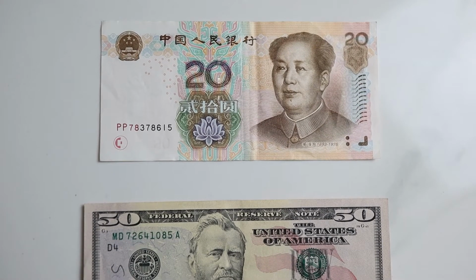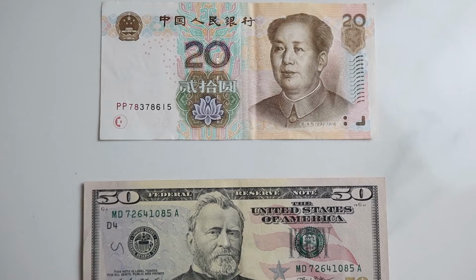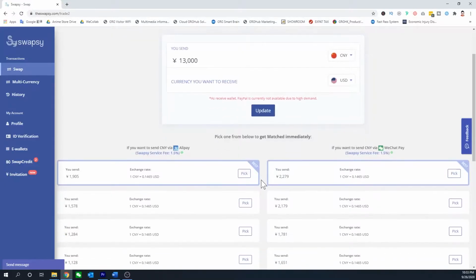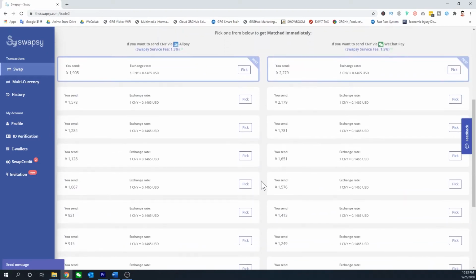So if you didn't know, Swapsy is a peer-to-peer platform where you can change USD to RMB and RMB to USD if you have a US and Chinese bank account. But what if you're European and you want to change RMB to Euro and vice versa? Well, I came up with an idea where I need your help, so stay tuned and let's do this together.